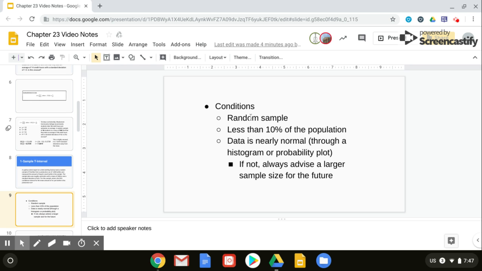So we have to check the conditions for this. The first condition would be random sample. Usually all of the samples are random, but if not, we can just assume that it's a random sample and continue with the problem. We have to make sure that the data is less than 10% of the population. Finally, we have to make sure that the data is nearly normal through a histogram or probability plot. If not, you usually should advise that in the future they should use a larger sample size in order to have that more accurate measure.